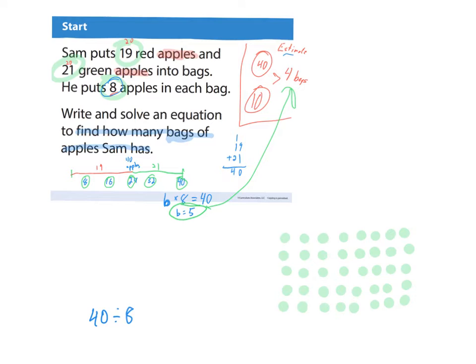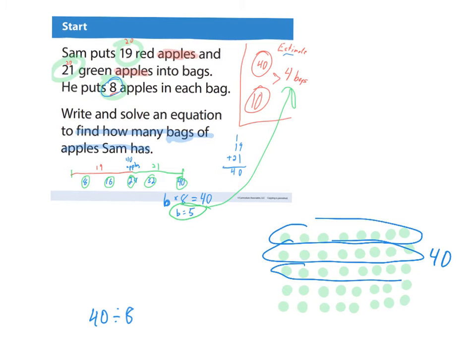Here's his 40 apples. Right? Total. And he's got them in bags of 8. So here's a bag, here's a bag, here's a bag, here's a bag, and here's a bag. And that would have worked. As long as you're thinking it through and showing it in some way, you'll be fine.